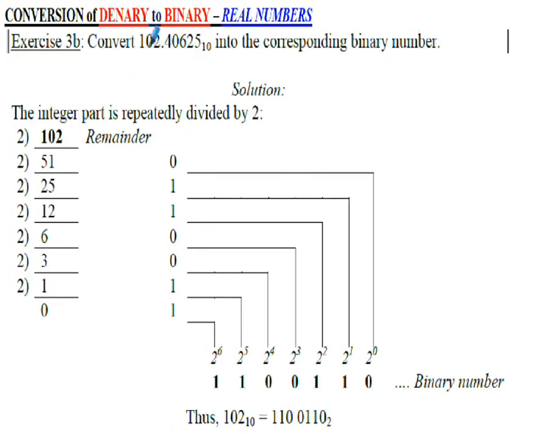Conversion of denary to binary continued. Exercise 3b, you're given the real number of 102.40625 in base 10. You're asked to convert that to a binary number. We break the solution into two separate parts. First of all, we convert the integer part into a binary number by successively dividing by 2. So you will find that the integer part of 102 in base 10 becomes 110.0110 in base 2. I'll let you look at the solution.